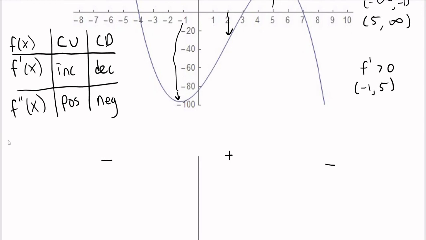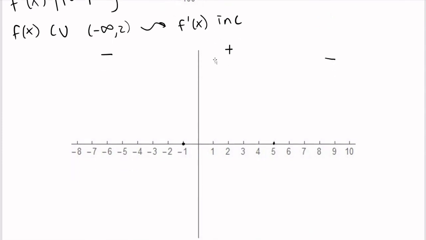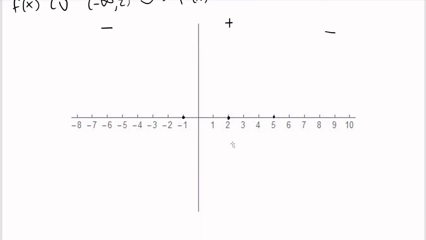Okay, so this function is concave up from negative infinity to 2. So watch. f of x is concave up where? Negative infinity to 2, which tells me that the derivative is increasing there. So the derivative is increasing wherever the function is concave up. So from negative infinity to 2, I need to be drawing an increasing function. So let me put in the 2 here. This isn't going to be a nice picture, but it doesn't matter. I have to draw a function that is below the x-axis up until negative 1, where it's going to cross.